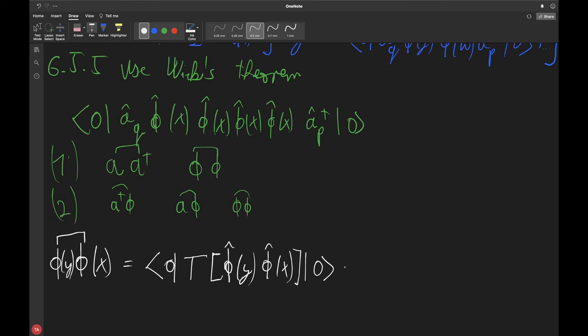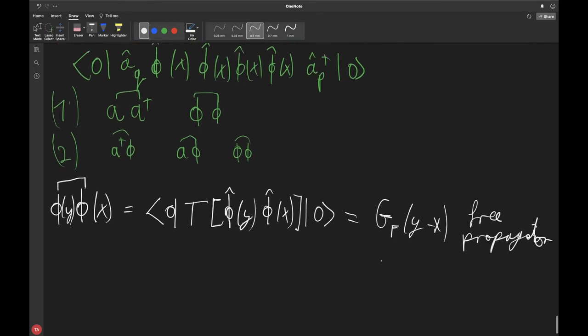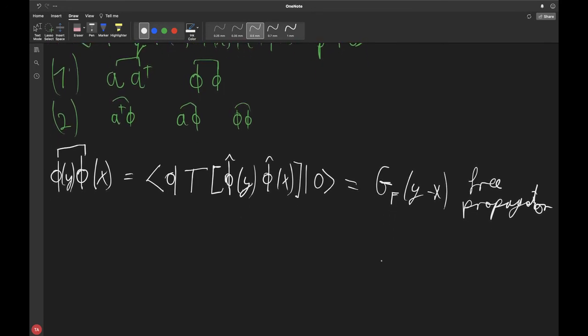So that's what we called the free propagator. I'm going to call it G for reasons that are a bit mathematical. It's called the Green function. And so this is a free propagator, and it is propagating things from x to y. It moves an object from one point in spacetime to another point in spacetime.